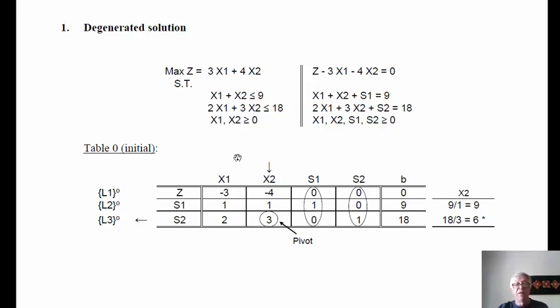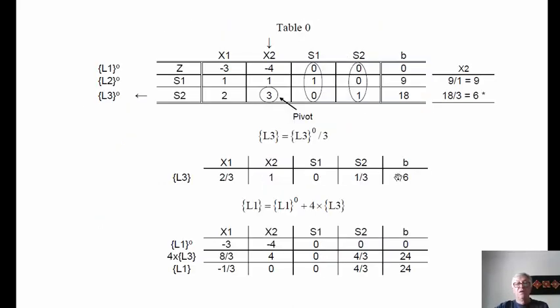Now, we need to transform this table so that this column will be replaced by a unit vector, like this one, okay? Here we identify the operations that we need to perform so that we transform x2 into a basic variable. So this element here identifies what we call the pivot. And our objective is to first transform this element into 1. And to do this, we write this instruction.